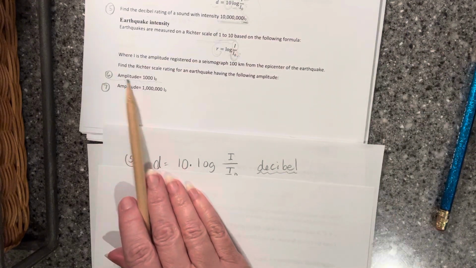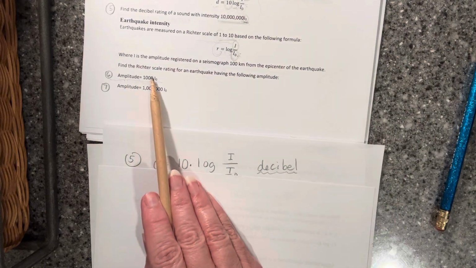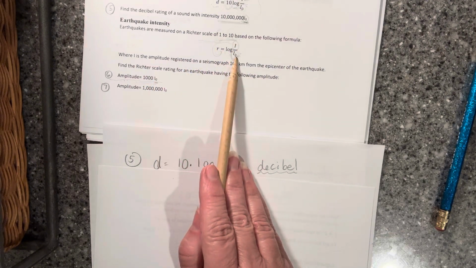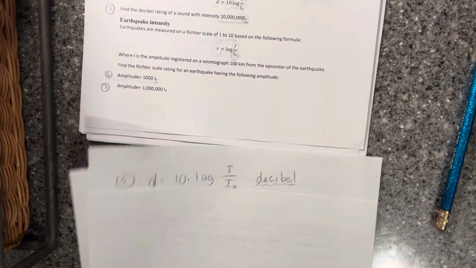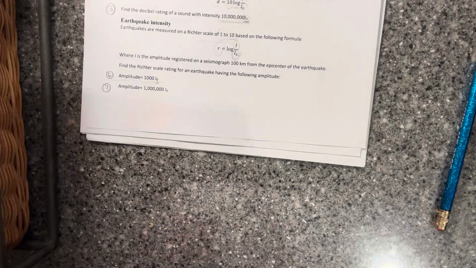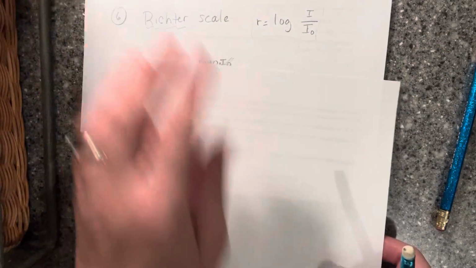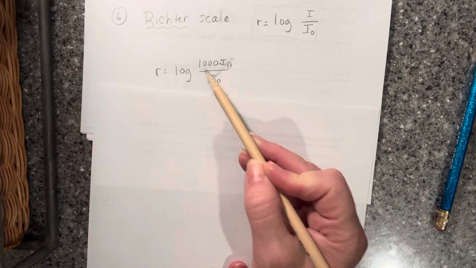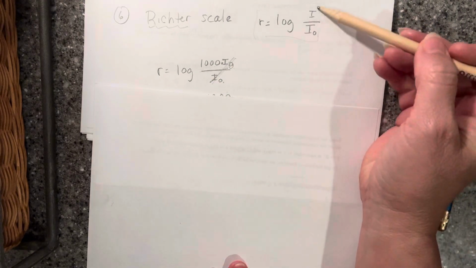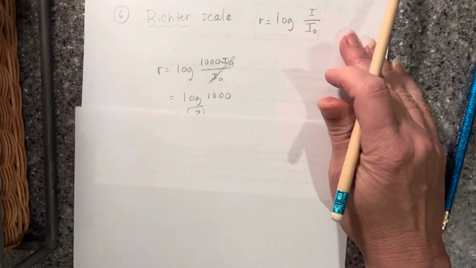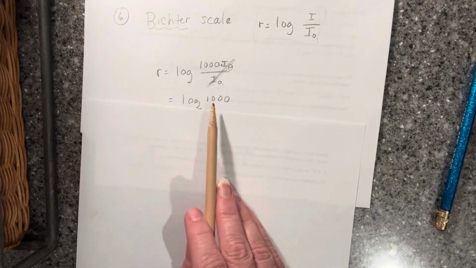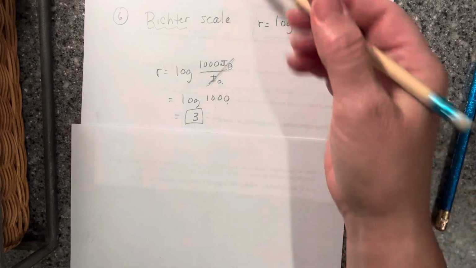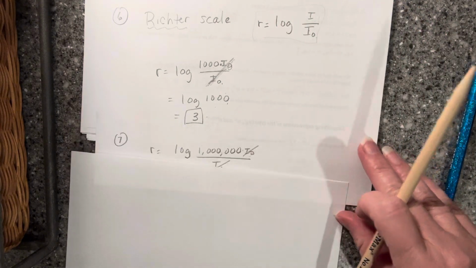So for example, in number 6, if the movement was 1,000 times as powerful as reference, plug that in for I. Then when you divide, these I sub 0s cancel out nicely again. So try that on 6 and 7, please. So on number 6, 1,000 times the reference intensity. Then when you divide it, as per the formula, these cancel. So you're just looking at the Richter scale is log of 1,000. Type that on your calculator, and that is 3. So the only difference is it just doesn't multiply by 10 like decibel did.